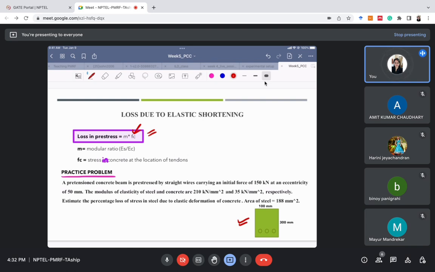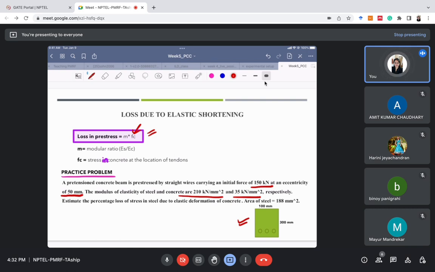It carries an initial force of 150 kilonewton. Eccentricity e is very important for us in pre-stress. Eccentricity means the distance between the neutral axis and the tendon. So eccentricity is given to us, which is 50 here. The modulus of elasticity of steel is given as 210, and the modulus of elasticity of concrete, Young's modulus of concrete, is given as 35 kilonewton per square respectively.